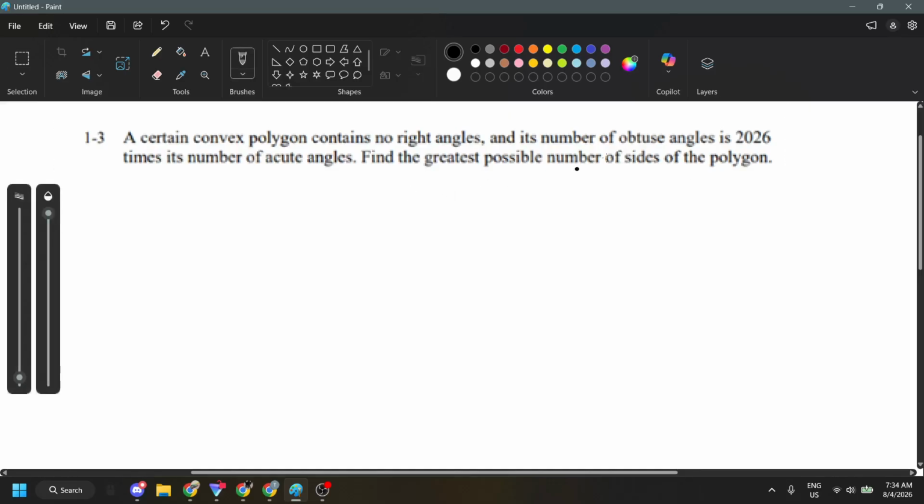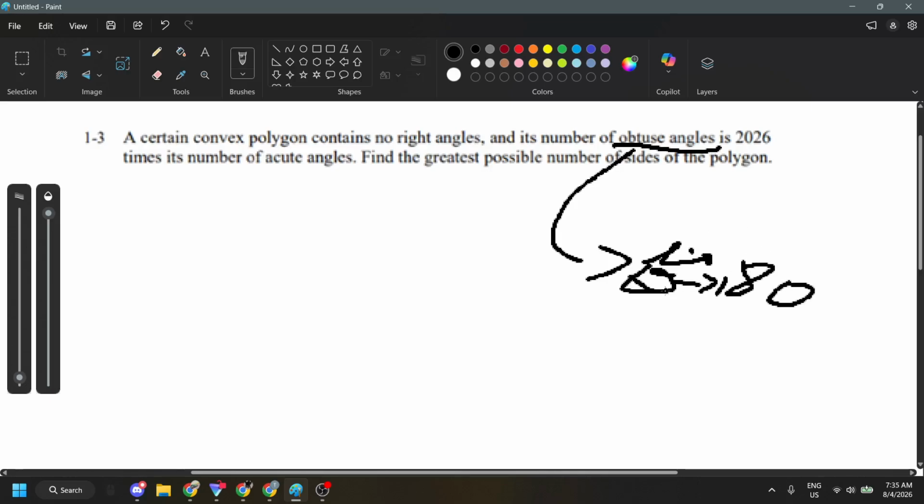So we want all of the obtuse angles to be approaching 180, and the acute angles to be approaching 90, because it never says they have to be integers.